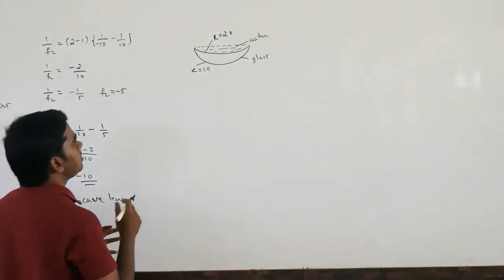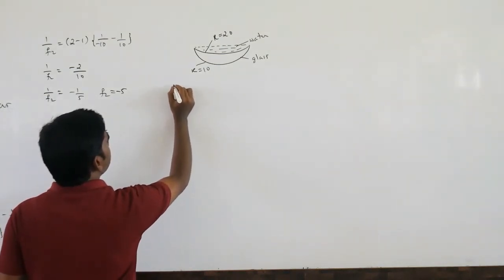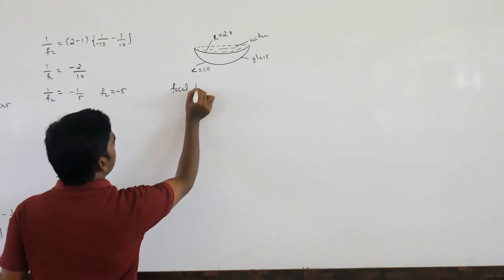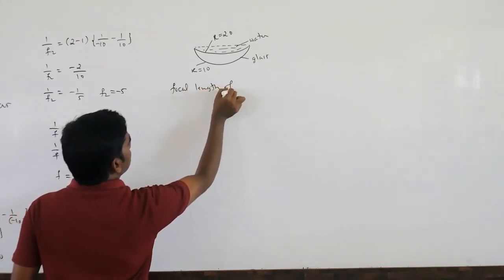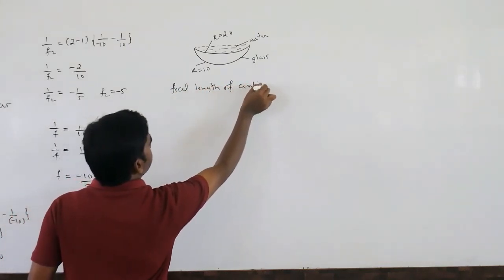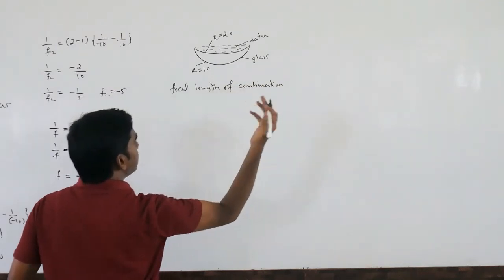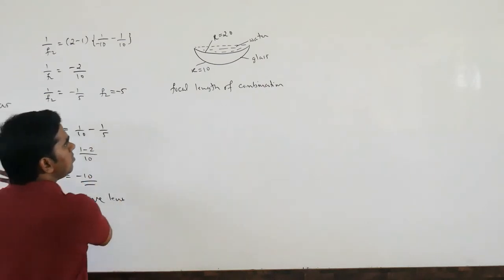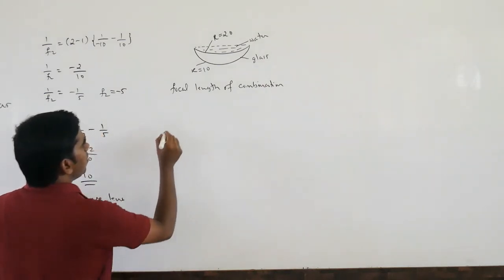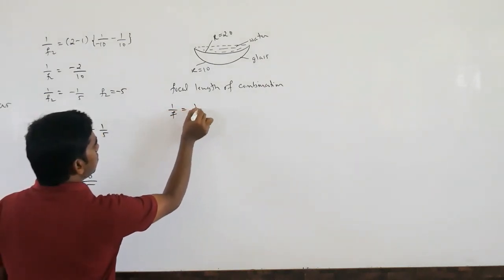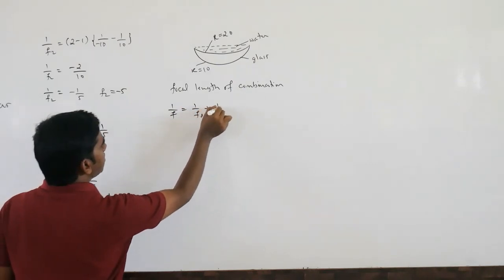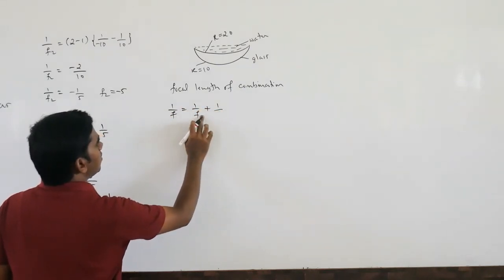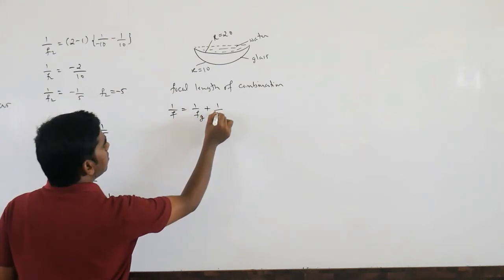Okay. So if this is the case, they may ask what is the focal length of the combination, or they may ask what is the nature of the combination, whether it is concave or convex, similar to what we discussed before. So again, 1 by f equals 1 by the focal length of the glass plus 1 by the focal length of water.